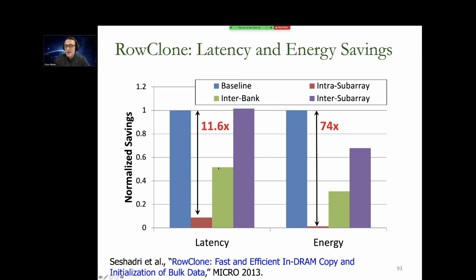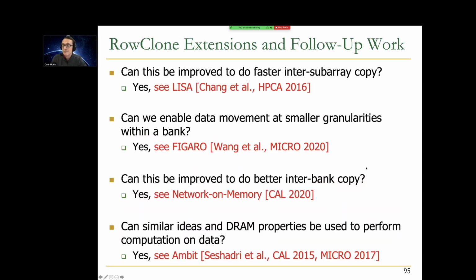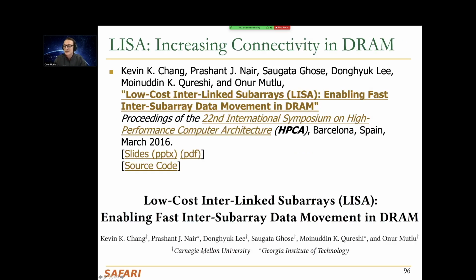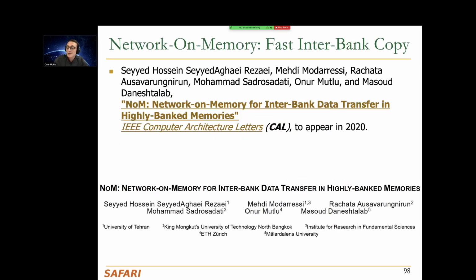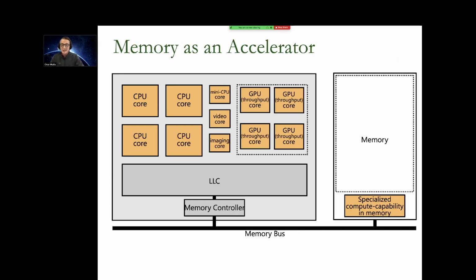So you want to be able to do inter-bank copies and inter-subarray copies. These results are from 2013. We have improved those results with some more recent work that I'm not going to talk about. So for example, you can do faster inter-subarray copy. You can enable data movement at smaller granularities within a bank. You can do faster inter-bank copy if you actually add a little bit more interconnect into the system. And I'm going to talk about the computation idea. So I'm just going to go through these. But basically, these show that you can do much better copies inside memory, not just in a subarray, but across the subarrays, as well as across banks, if you add some more support and essentially some more connectivity to be able to do those copies.